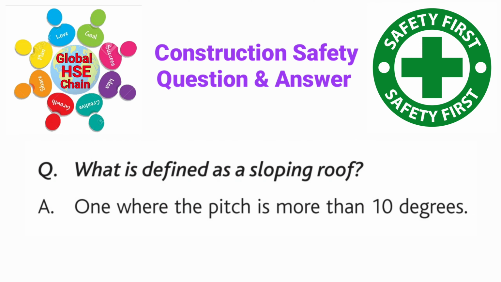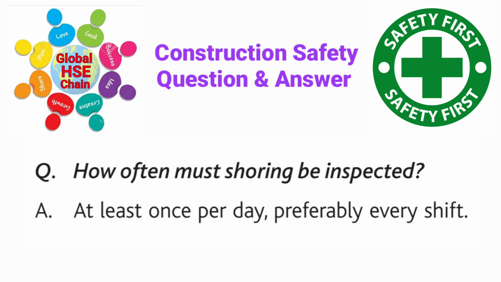Question is, what is defined as a sloping roof? The answer is one where the pitch is more than 10 degrees. Question is, how often must shoring be inspected? Answer is at least once per day, preferably every shift.